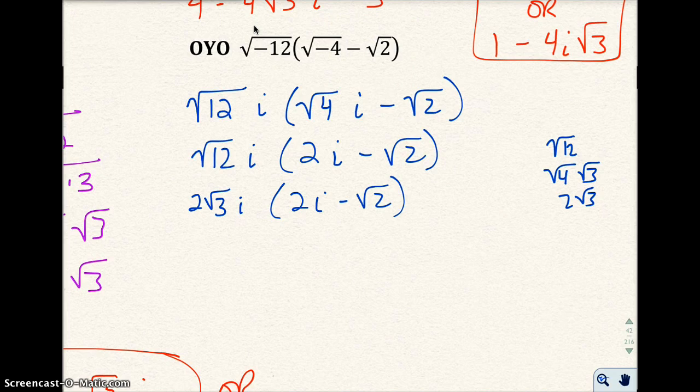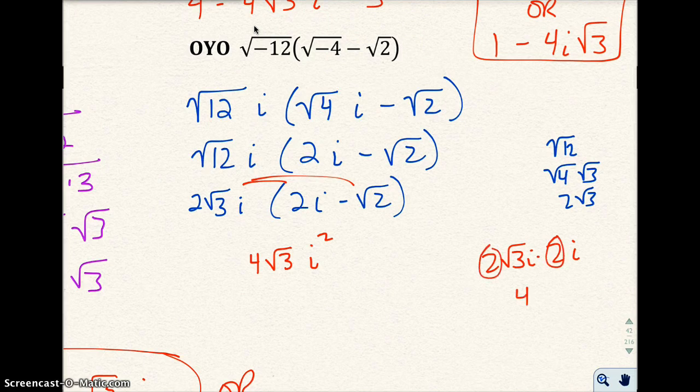Now I'm going to distribute this. This gives me 4 square root 3 i squared. To multiply that out, I took 2 times 2, which got 4, square root of 3, and then the i and i, I take i squared. That's where I got that from. And then here I have minus, and then this is going to be square root 6.